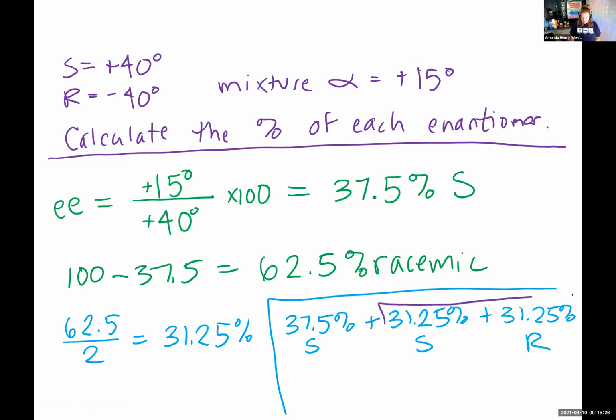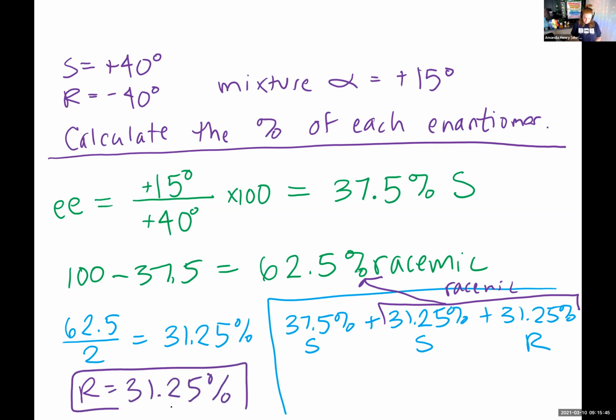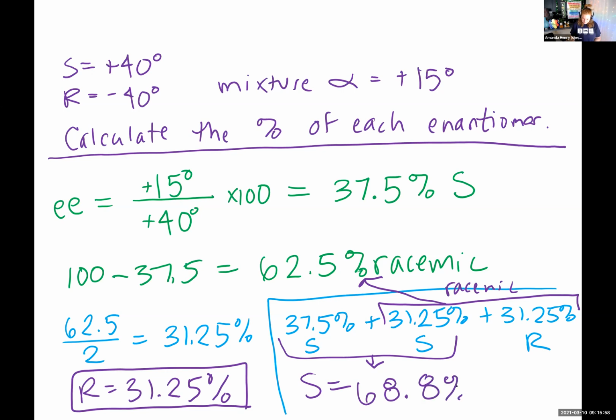So this portion right here is what made up the racemic portion, the parts that essentially are canceling each other out. So our final answer for this is that R is 31.25% of the solution. S is these two added together, which is 68.8%. I was not consistent with significant figures there, but we don't really care about them in organic chemistry.